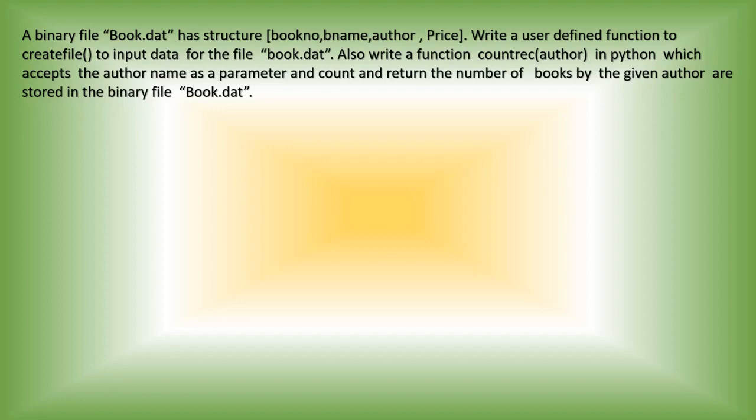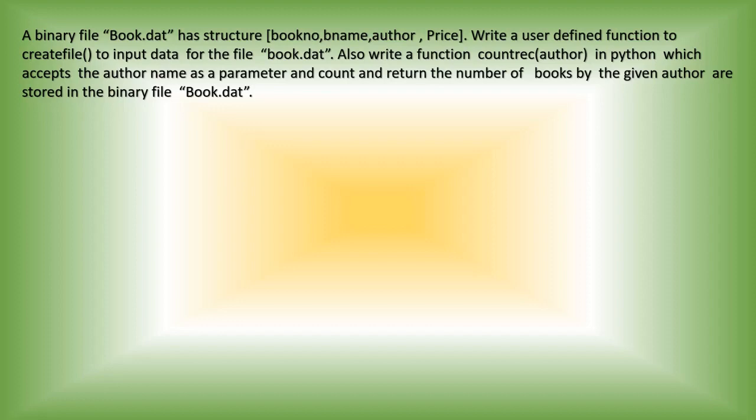And the second part, write a user-defined function countRec. See that countRec is the function name and inside the bracket it's written author. That means the argument for that function is author. You have to accept the author within the main program and pass that author as the argument for that function. Anything written inside the bracket is known as an argument. Here it's written countRec of author, so author is the argument for the function countRec.